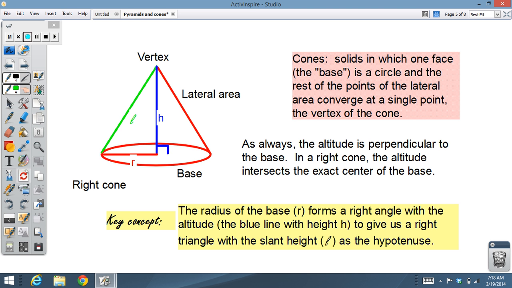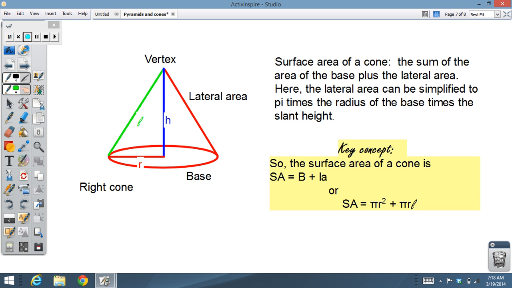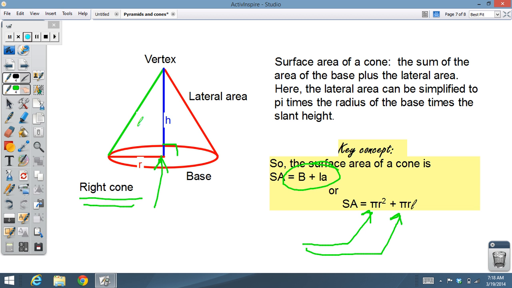That's also going to help you in solving for problems. And what we end up finding is that the surface area of a cone is still the base plus the lateral area, but of course the base is pi r squared. Lateral area can be simplified to pi times r times L, L being the slant height. This happens to be a right cone. Again, that height, the altitude, and the base are perpendicular. The altitude intersects the circle at its exact center. So for a right cone, we've got some special extra properties there.